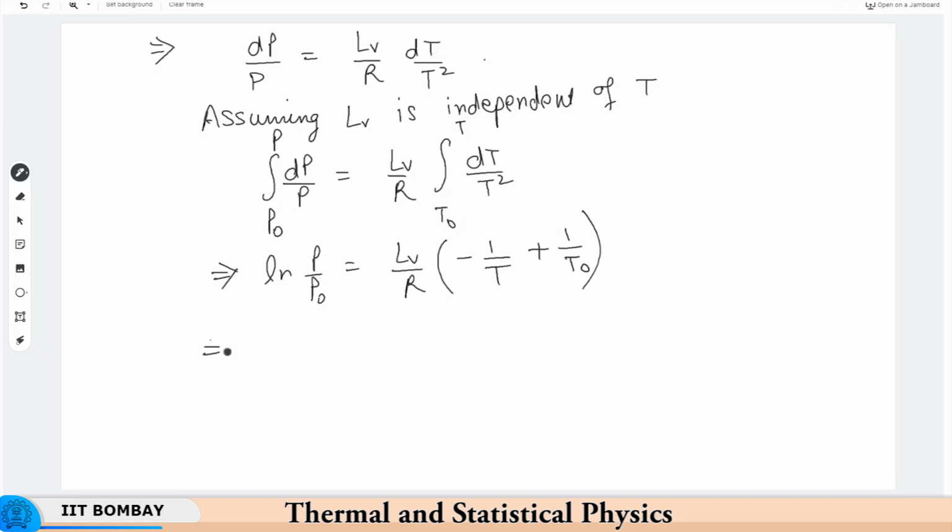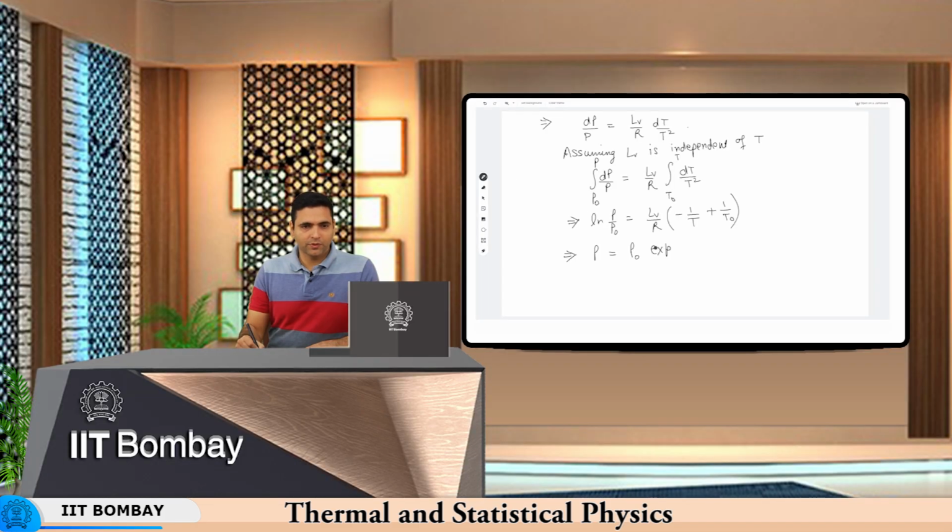And I can write my final answer as pressure equals exponential of minus Lv by R, taking the exponential on both sides, times (1 by T minus 1 by T0). So I have taken the negative sign outside.